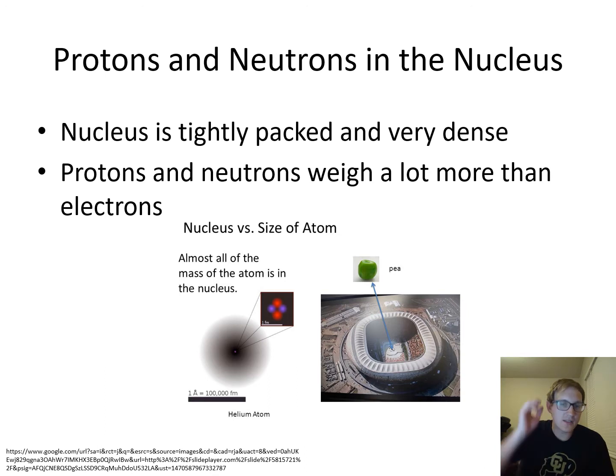You can think of this nucleus versus the size of an atom. The nucleus is the size of a pea sitting in a stadium, which is the size of the atom. So the nucleus is very, very small and very tightly compact.